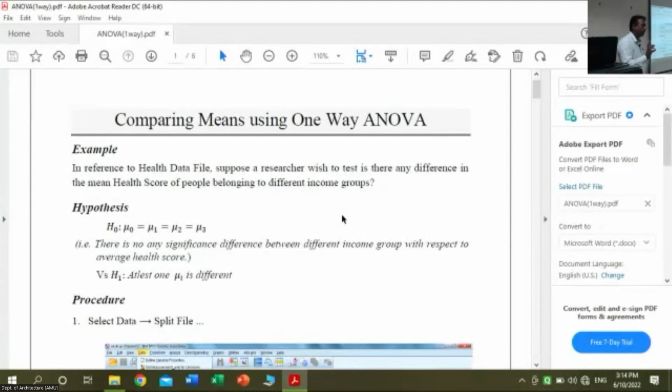Whatever your research question, that will be stated under H1, and in contrast to that, the null hypothesis will be written. So here I will demonstrate the procedure for how to analyze this.